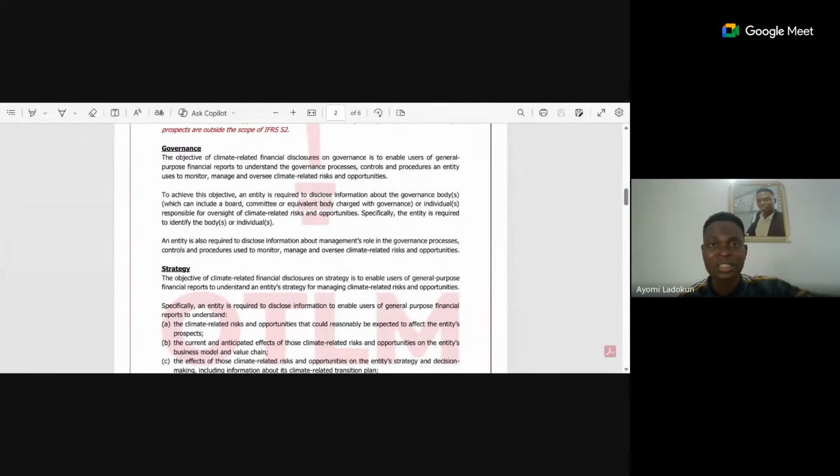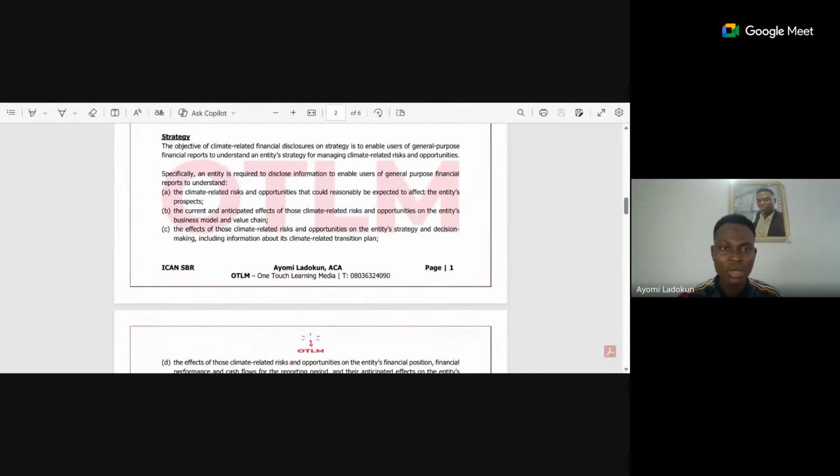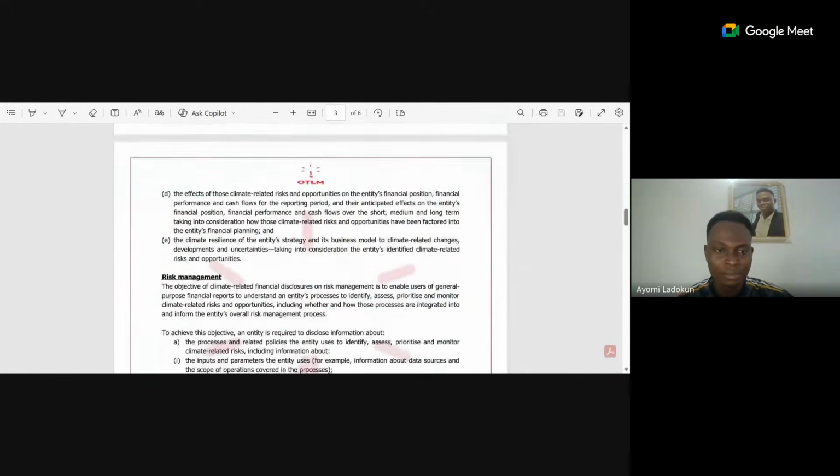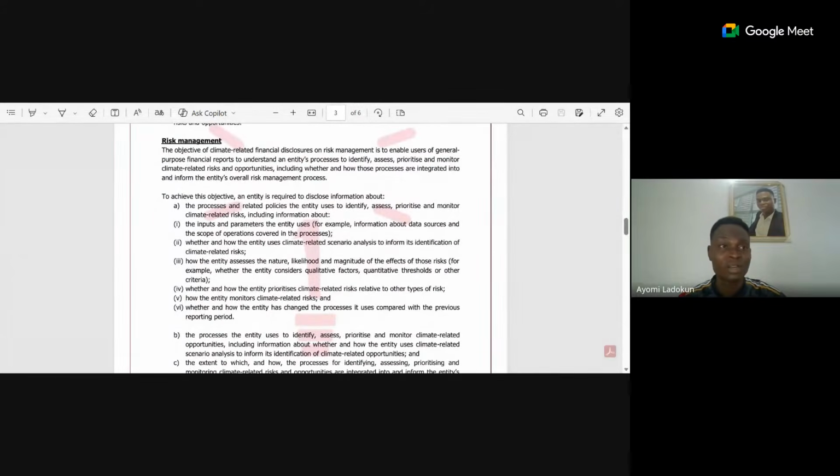Then you also have your strategy. So under the strategy, you can see specifically the content, what the standard is saying. A, climate related risks and opportunities that could affect the entity's prospects, the current and anticipated effect of those climate related risks. So you can read it in more detail. Okay. Then you also have risk management. Can you see? It's very plenty. So these are the content, but you can just find a way to have an idea around them.